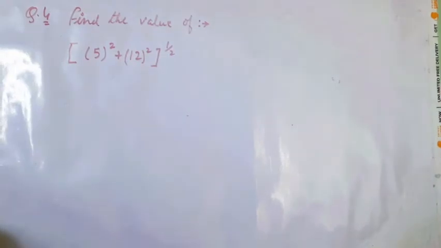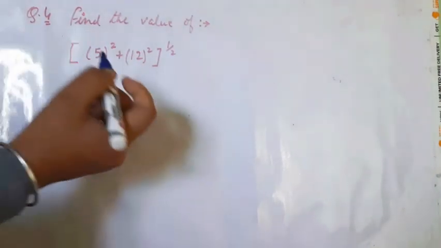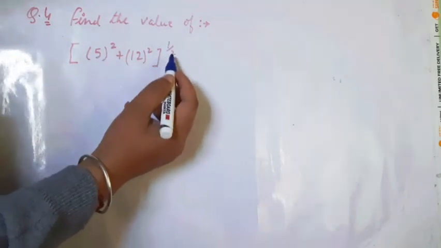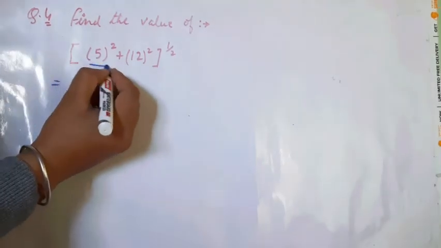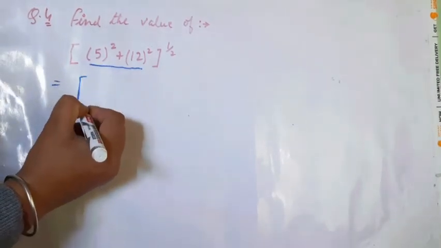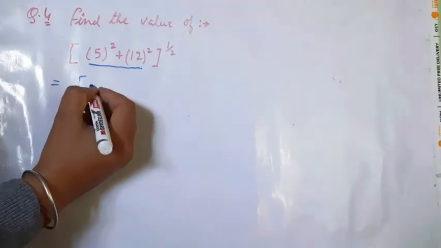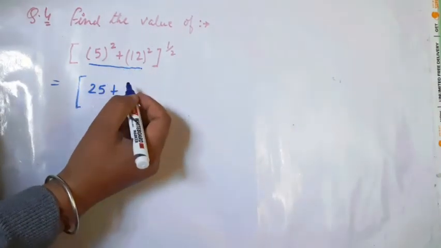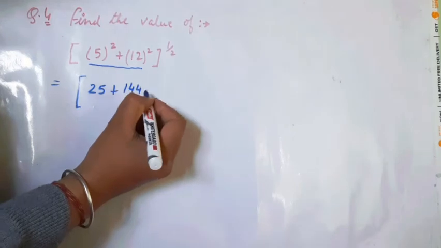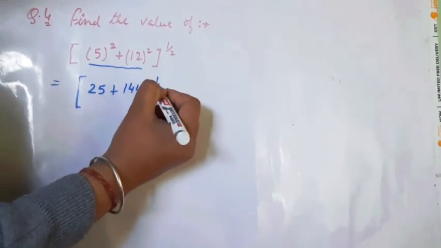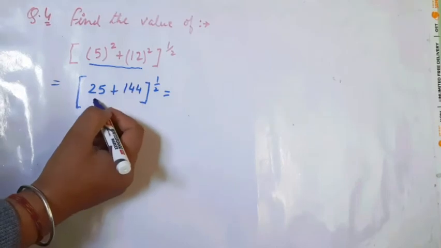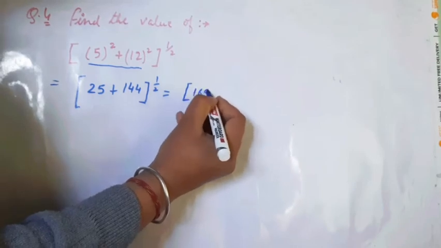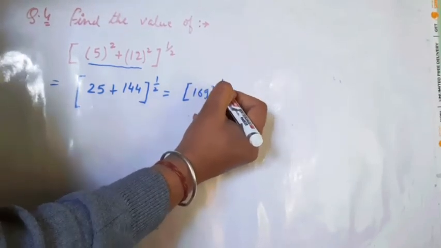Next is find the value of, and you have to find out the value of (5 raised to power 2 plus 12 raised to power 2) and whole raised to power 1 upon 2. So let us simplify inside the bracket. First of all, we know that 5 raised to power 2 means 5 fives are 25 plus 12 raised to power 2 means 12 twelves are 144 and whole raised to power 1 upon 2 we have. Then 144 plus 25 will be equals to 169 and whole raised to power 1 upon 2 we have.